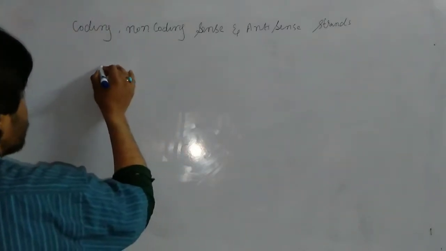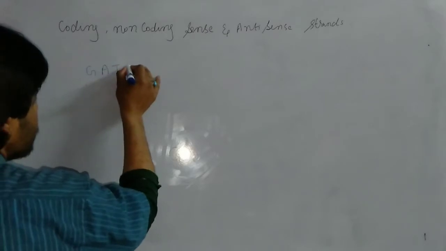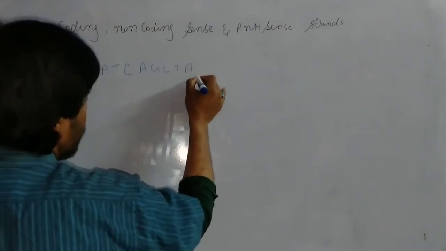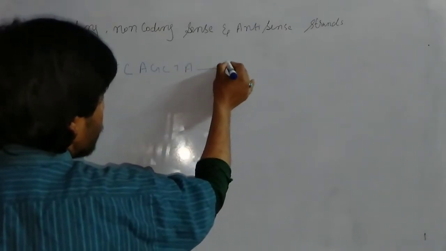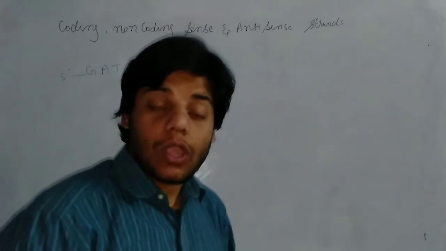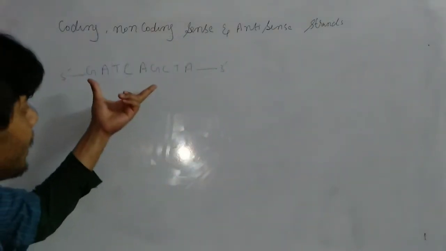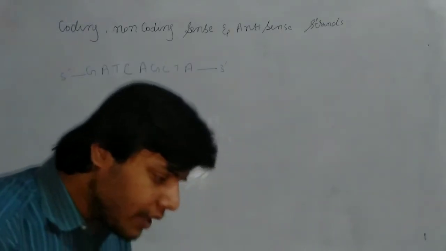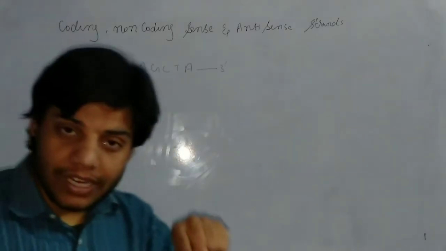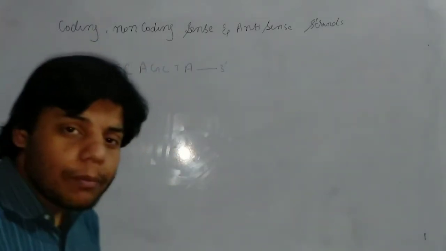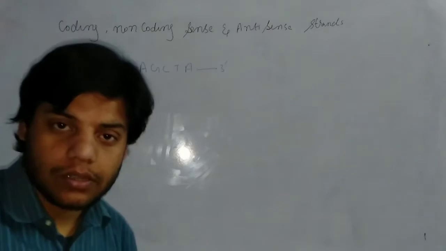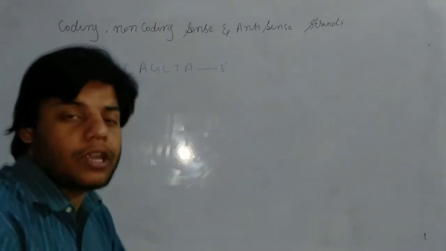Let's suppose these are some of the sequences: G, A, T, C, A, G, C, T, A, with the 5 prime end here and the 3 prime end there. Now remember, when the examiner gives you a strand with a 5 to 3 prime direction and asks you to make its complementary, it is very easy for us. You can make the complementary of that strand by just making the opposite of it.